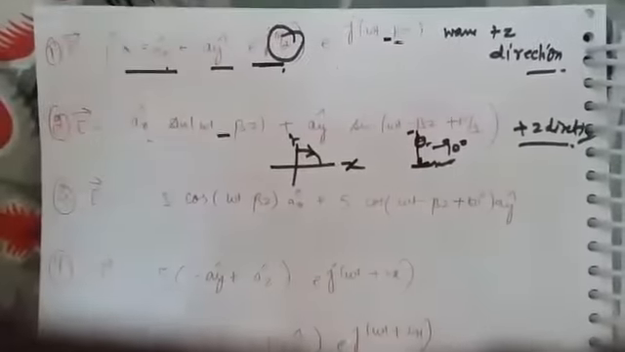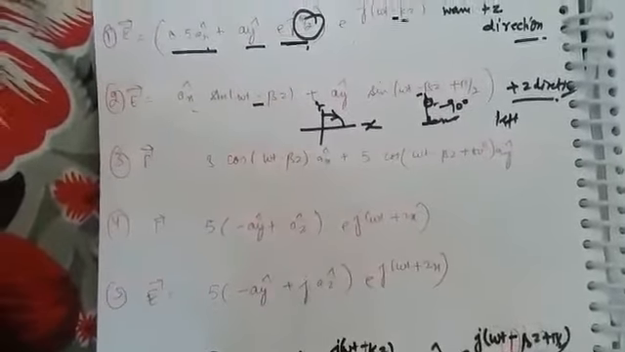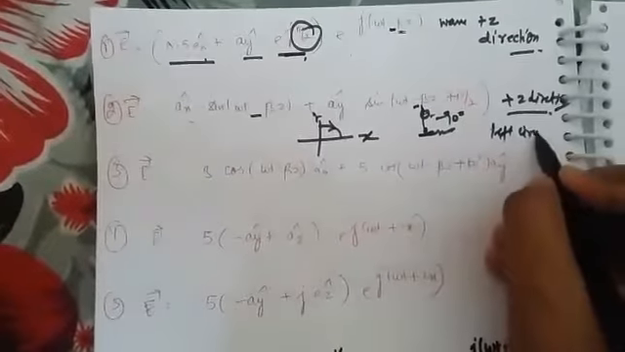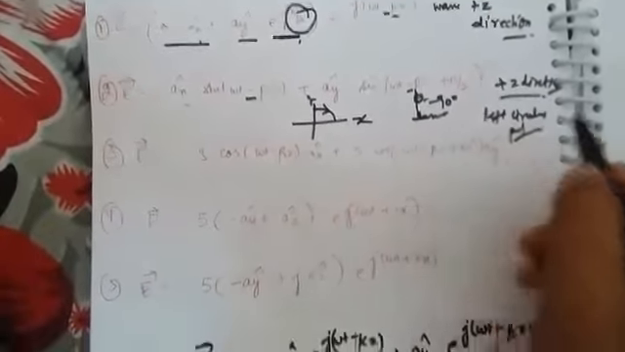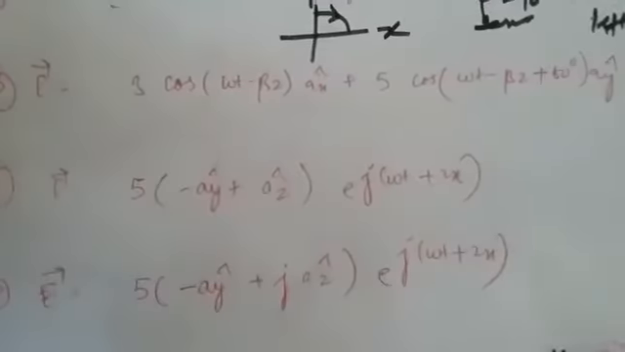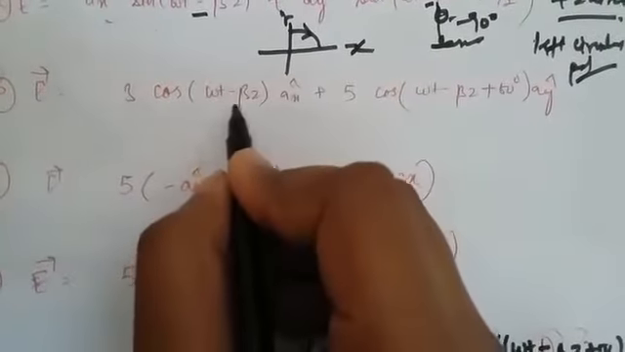Amplitude is same. It is in a positive direction. And which hand will I use to point my thumb in the upward direction? I'll use my left hand. This is like this. So this wave is left circularly polarized wave.